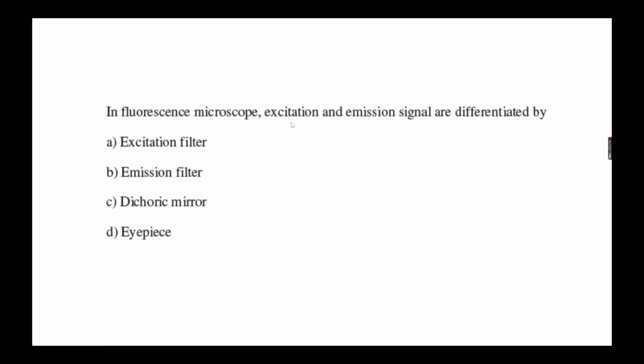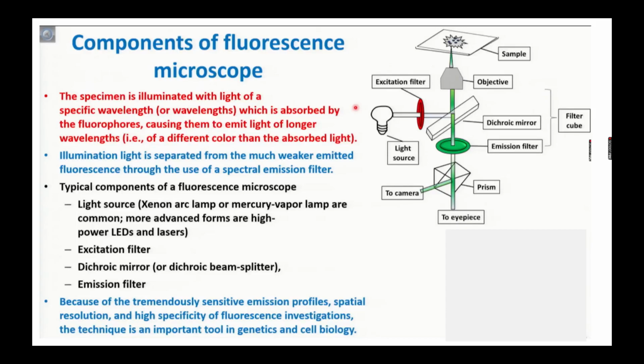In fluorescence microscopy, excitation and emission signals are differentiated by which: excitation filter, emission filter, dichroic mirror, or eyepiece? Maybe you have all gone through the lectures, I think in the last lecture, where there was phosphorescence microscopy and fluorescence microscopy. So here I will show you. It is asking how the excitation and emission signals are differentiated.